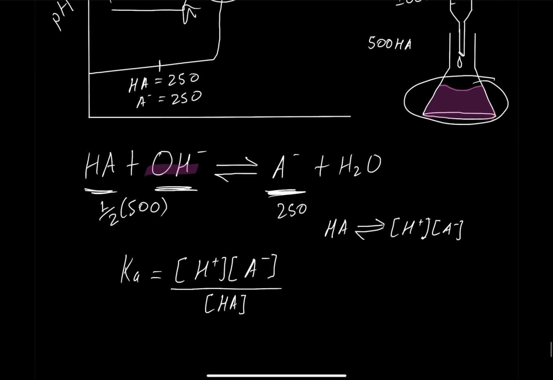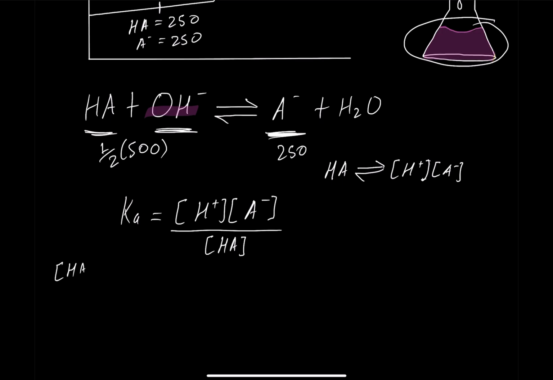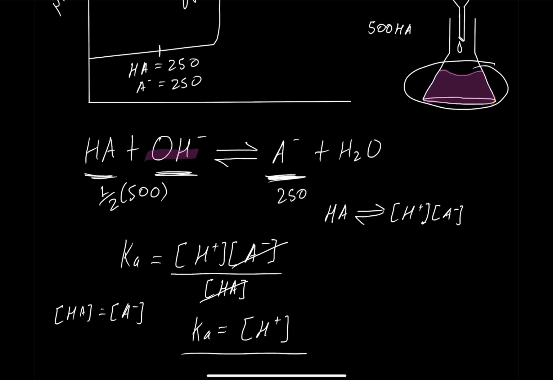But at this point, at half neutralization, HA is equal to A minus, right? Therefore, in this case here, we know that these two are equal. Therefore, HA and A minus cancel each other out. Therefore, Ka is equal to H plus at half neutralization point. Now that makes sense. At half neutralization point, we've just proved that Ka is equal to H plus. Mathematically, scientifically, we know that's the case, right?